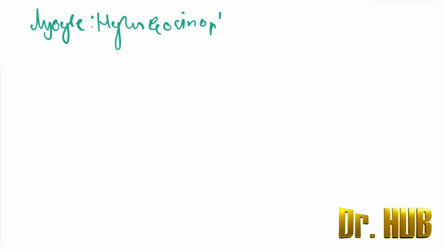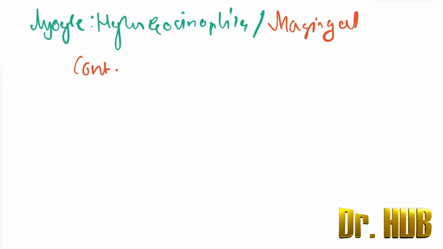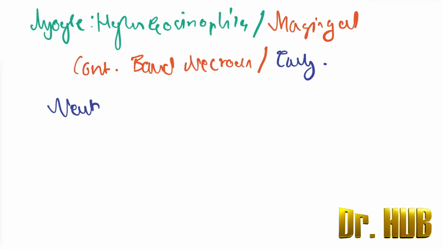Next there is myocyte hypereosinophilia, as well as marginal contraction band necrosis, as well as an early neutrophilic infiltrate.